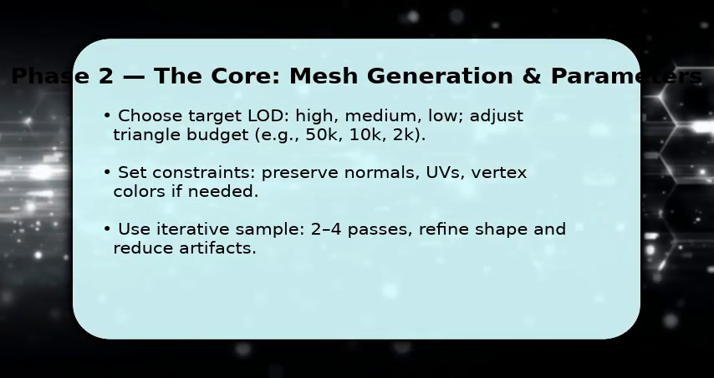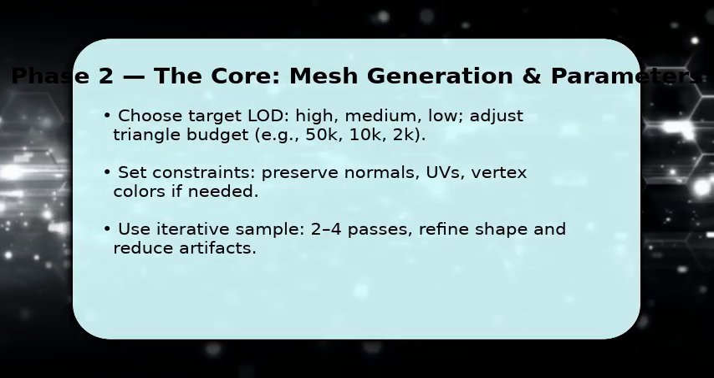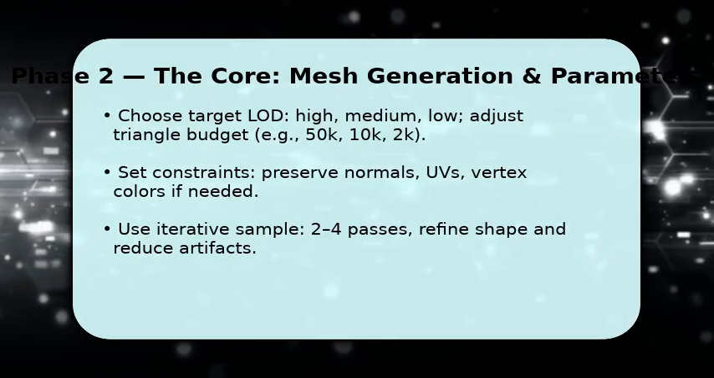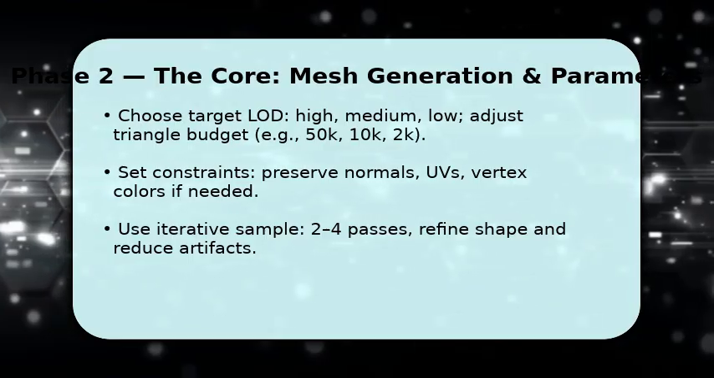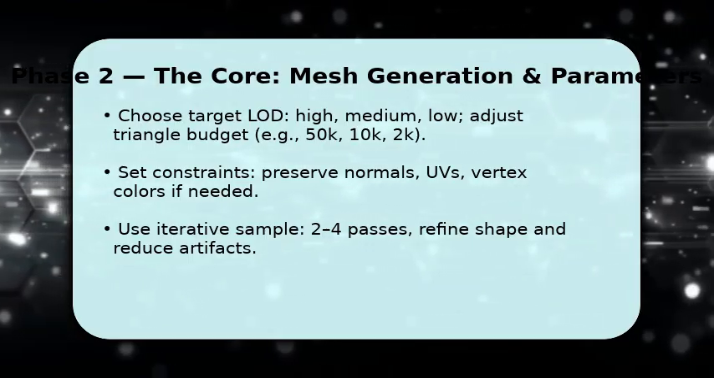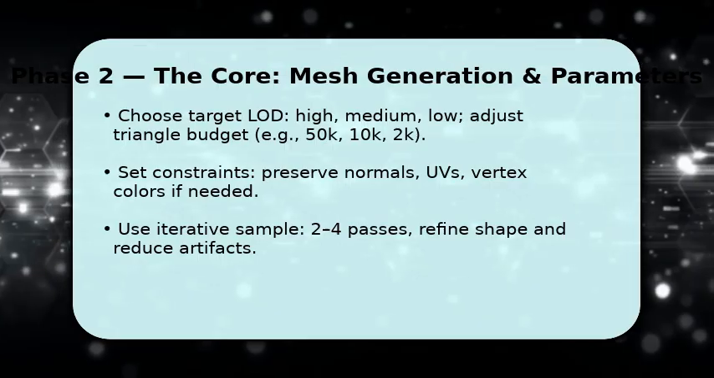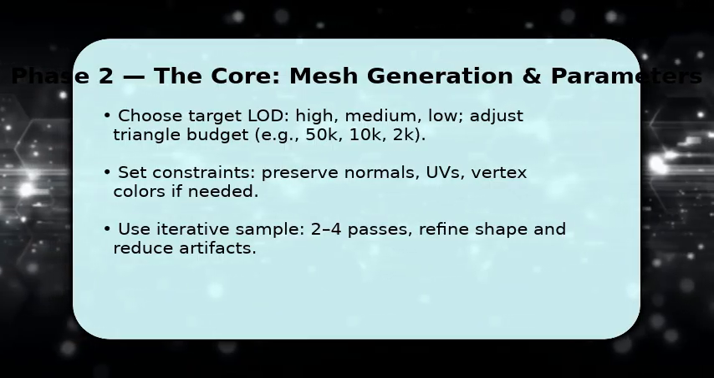Run the AI pass, observe topology, and then perform 2 to 4 refinement passes to reduce artifacts and maintain silhouette. Once done, export a preview mesh and test lighting to ensure normals and UVs remained consistent.